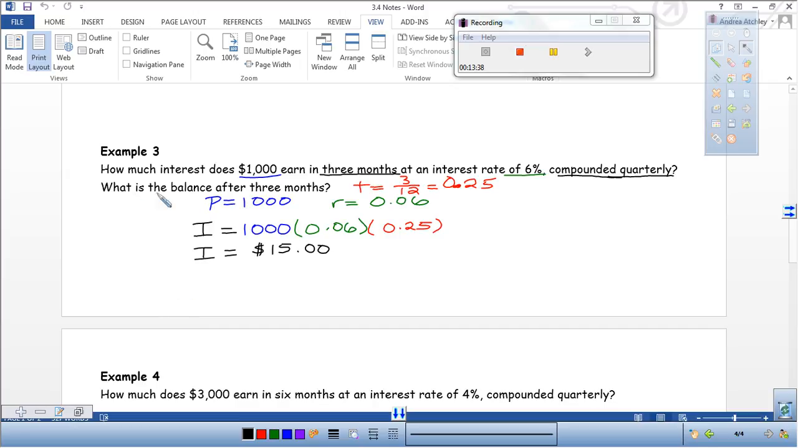Okay, but again, it asks you for the new balance. What was the balance after 3 months? So you have to take the 1,000 and add the 15 to it to get our balance. So it's 1,015. Any questions over that? Okay, next one.